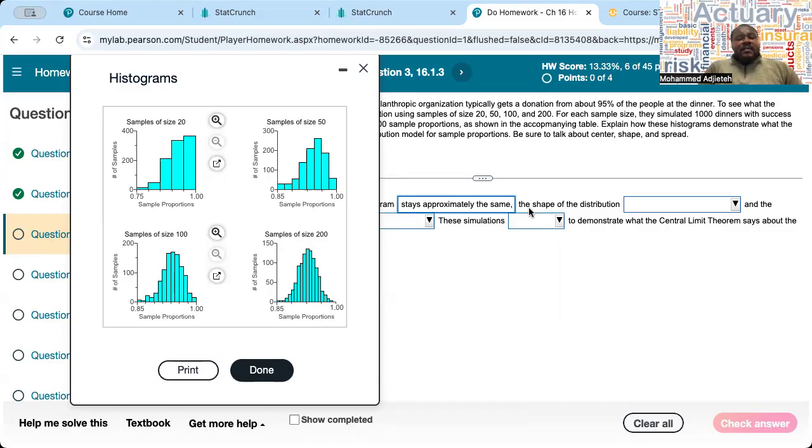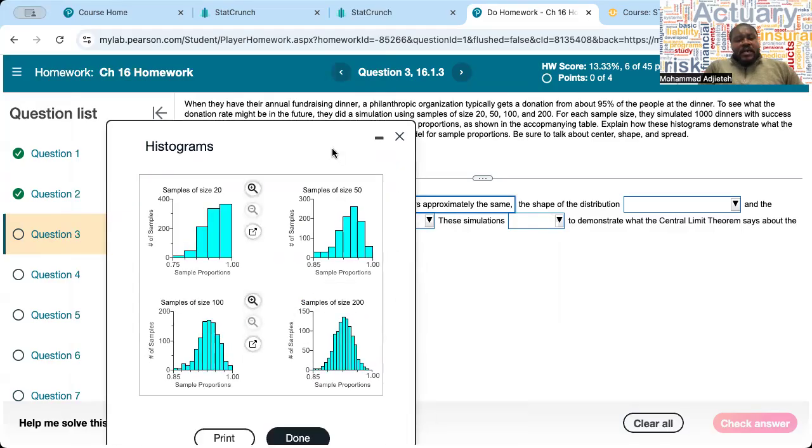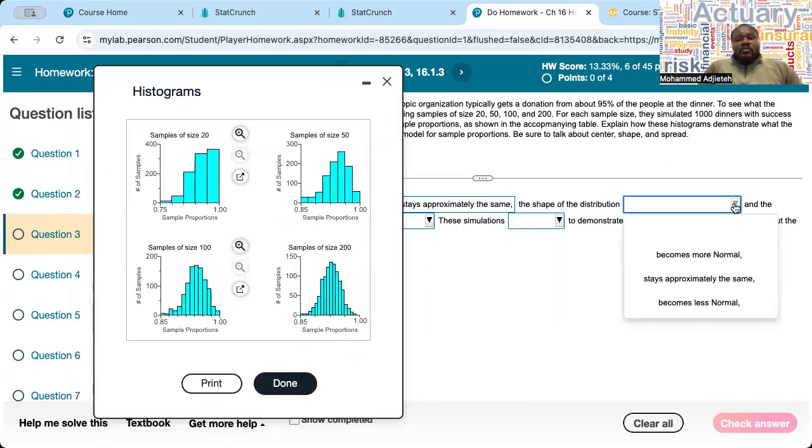And then as the sample size gets bigger, or when you increase the sample size, what is the shape of the distribution? So when your sample size increases, look at the shape. This is left skewed. Now look at this one, and then now look at this one. You see, as the sample size increases from here to here to here to here, it's becoming what? More normal, right? Do you agree with that? Okay.